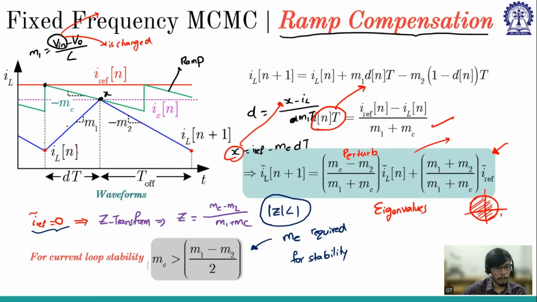Say the slope has slightly increased. Now it hit here and then it is turned off, right? So now if you see at this instant, there is some disturbance, right? Previously it was here, now it is here. So there is some disturbance in the BN.